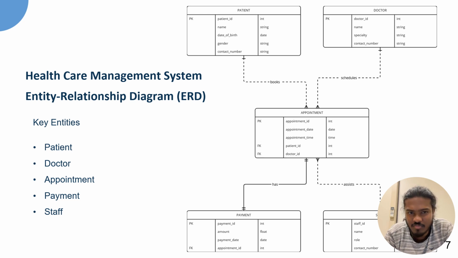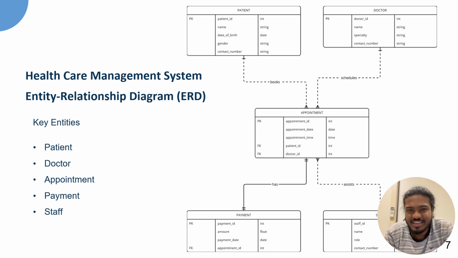Second one is the doctor table, which contains information about the doctor such as their name, specialty and contact number. The primary key is doctor ID. The third one is the appointment table. This table links patients and doctors to manage appointments. It includes fields of the appointment date, time and the associated patient ID and doctor ID. The appointment ID serves as the primary key while patient ID and doctor ID act as foreign keys connecting it to the patient and doctor tables.